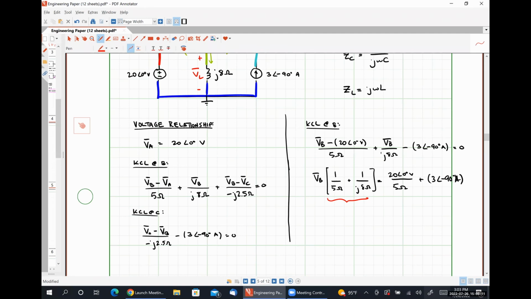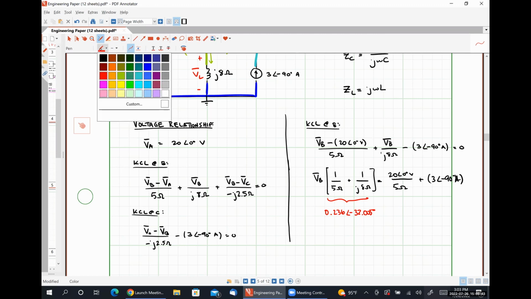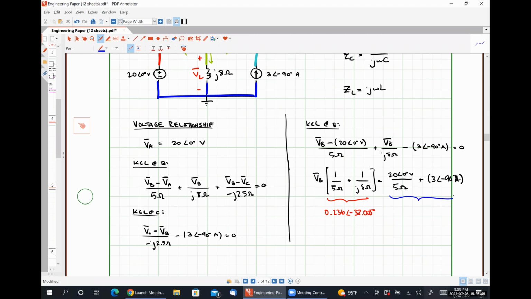Well, that's a complex number I can throw in my calculator. So 1 over 5 plus 1 over 8i is 0.236 angle negative 32.005 degrees. I can throw all this junk here in my calculator as well and just come up with a single complex number.